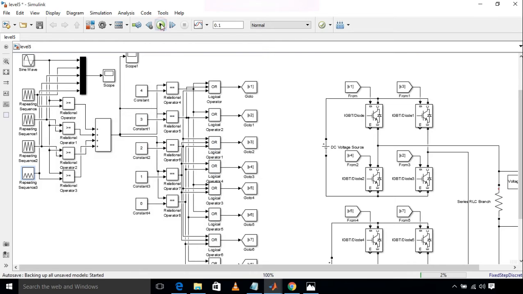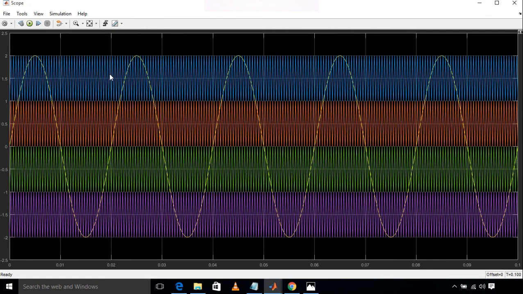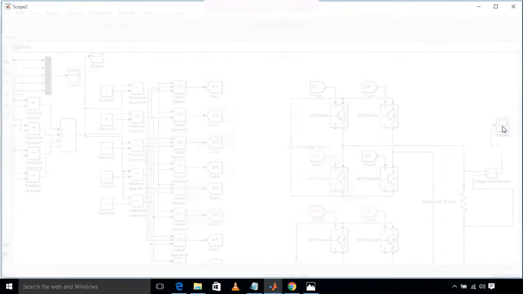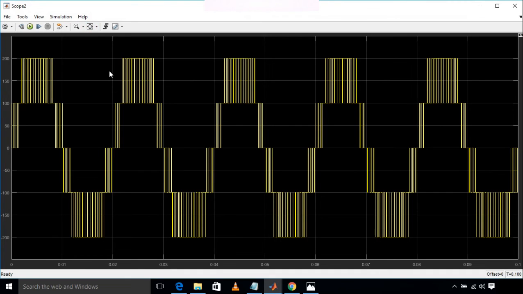Then run the simulation. This is our PWM generation. You can observe. And this is our output voltage. The 5-level output voltage, you can easily understand this.